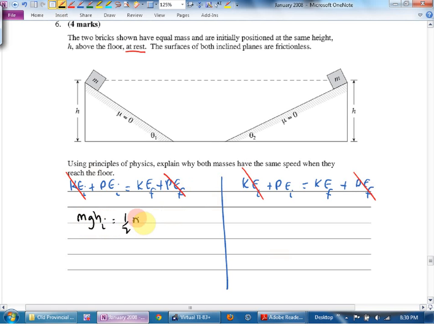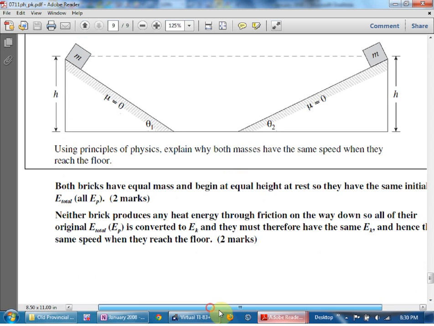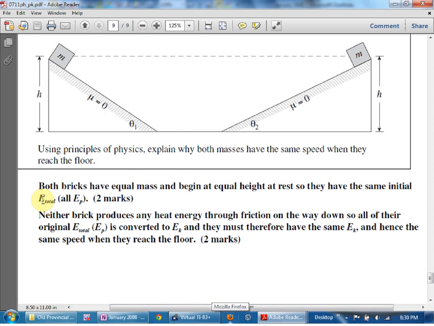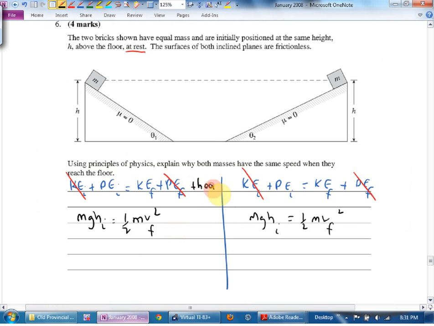Now, I'll be honest, if it's frictionless, they don't need to have the same mass. It's nice that they said that they had the same mass, but what do you notice about the masses in this equation? Cancel. Anyways, then I would finish by saying, hey, V squared, there you go. Both bricks have equal mass, begin at the same height, so same potential total, all PE. Neither brick produces any heat energy through friction. So I guess because they specifically said no friction, you might add in your answer, no friction, or something like that. And then you're good.